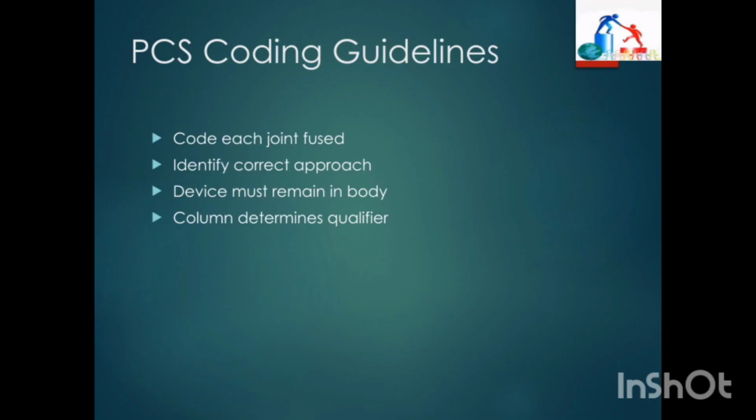Finally, always refer to the PCS coding guidelines, which provide detailed instructions and clarifications to ensure our coding is precise and compliant. These points are crucial for accurate documentation and reimbursement, and they tie back into the overall goal of coding with accuracy and consistency.